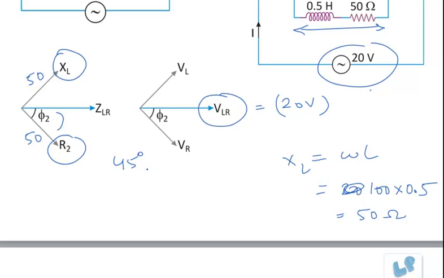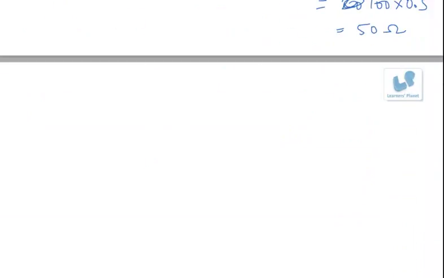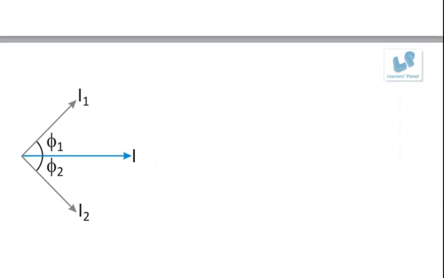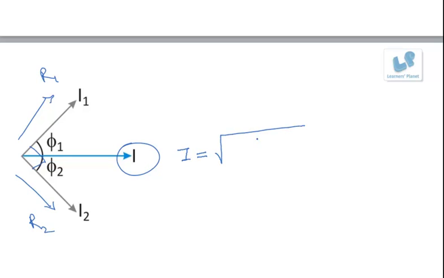Okay, now keeping this in mind, the current in the first circuit will be along R1 and the current in the second circuit will be along R2. And the resultant of these two will be somewhere here. Now phi 1 and phi 2 both are 45, so this is 90 degree. So the value of I can be written as under root of I1 squared plus I2 squared.